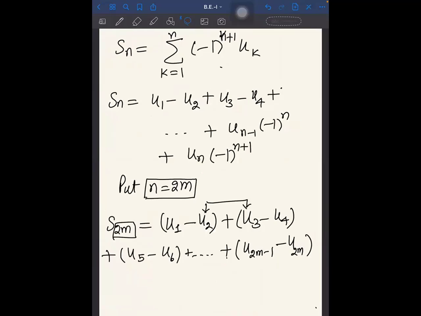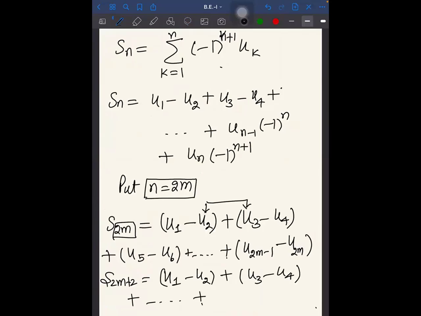Now, suppose I want to write S2m plus 2. How are we going to write it? U1 minus U2 plus U3 minus U4, and we go like this, up to U2m minus 1 minus U2m.